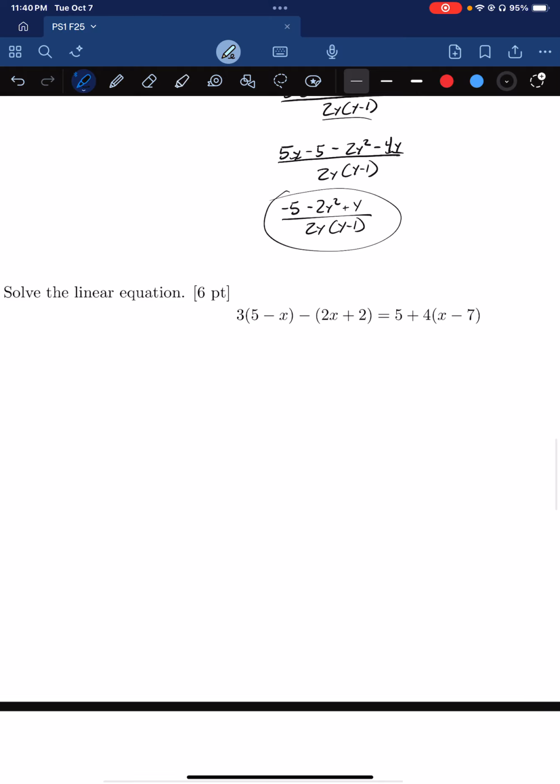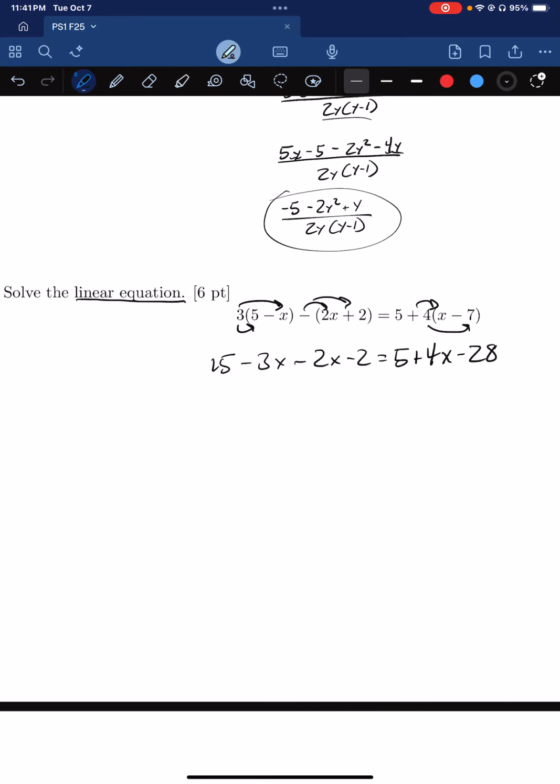Solve the linear equation. This always makes me happy when I see linear equation because I know the worst that's going to happen is I'm going to distribute and combine like terms. So let's do that. I'm going to distribute this 3, I'm going to distribute this 4, and let's see what that gets us. We get 15 minus 3x. Let's distribute this negative while we're at it, actually. Minus 2x minus 2 equals 5 plus 4x minus 28.